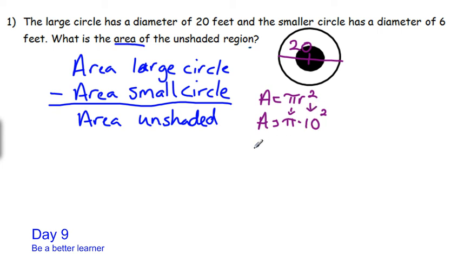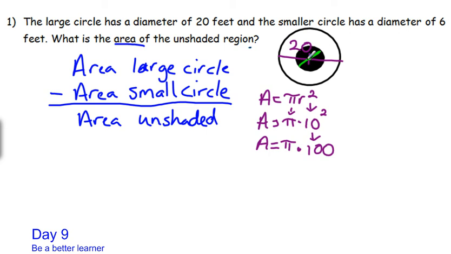So now we can do the math. I still want to just leave pi as pi, and we're going to see why that's going to work out in a second. 10 squared, or 10 times 10 is 100. So we have the area of our bigger circle is pi times 100, or 100 pi's. Okay? And so now let's find the area of this inside circle.